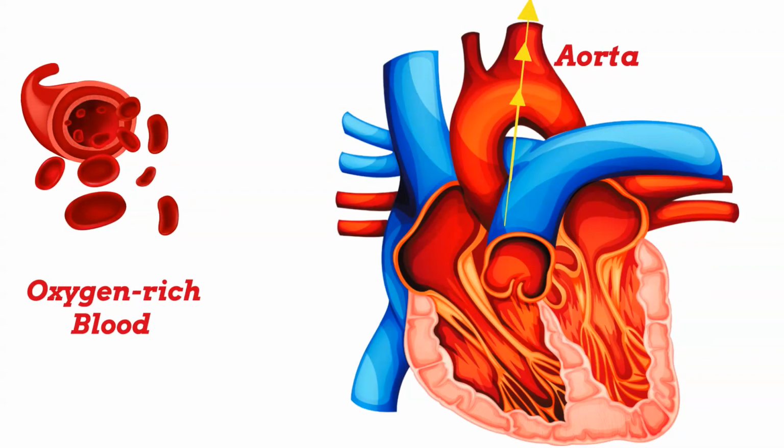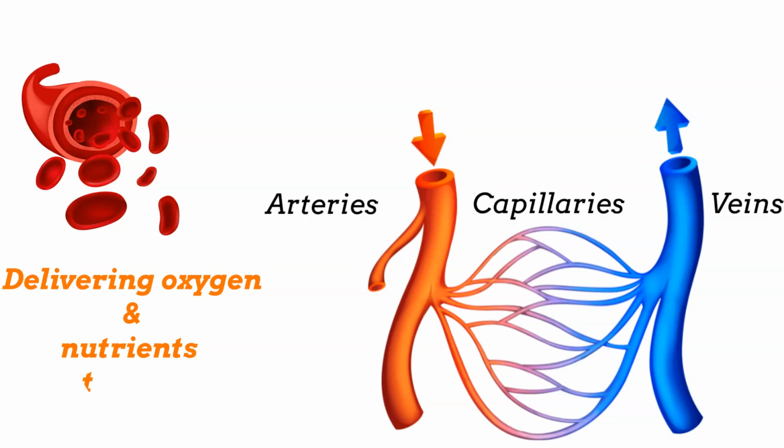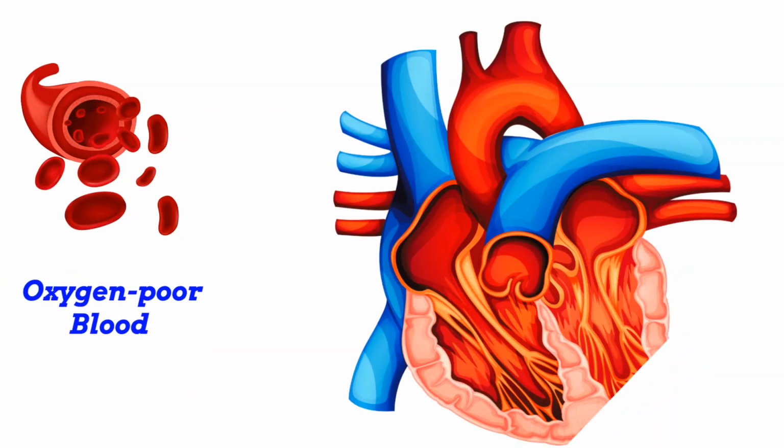Next, the blood travels through arteries and capillaries, delivering oxygen and nutrients to cells. Finally, the oxygen-poor blood returns to the heart through veins, completing the cycle.